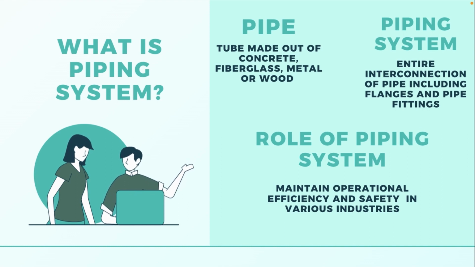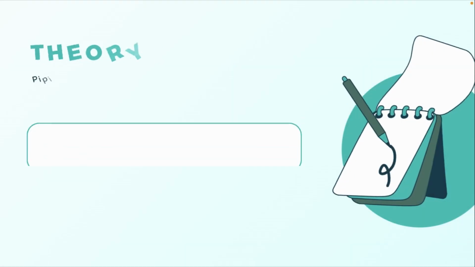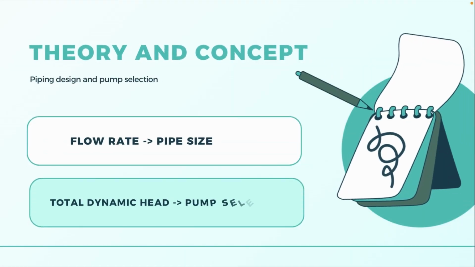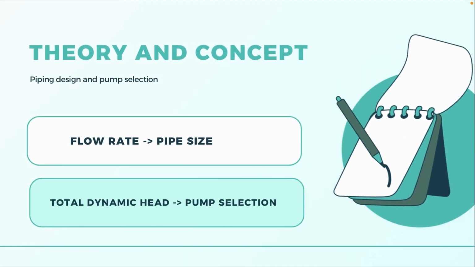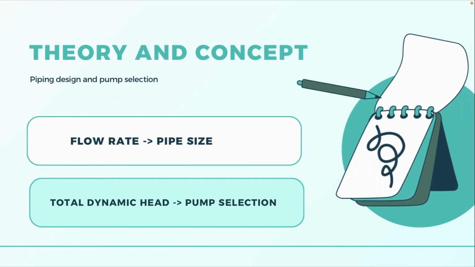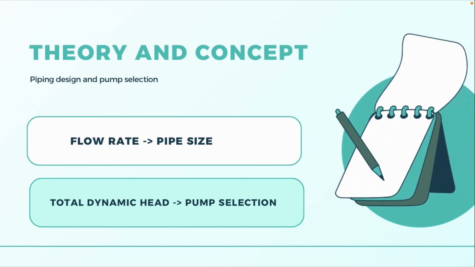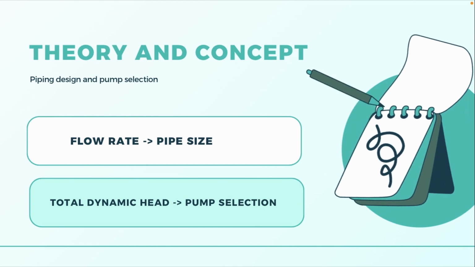The role of a piping system for cooling processes is vital for maintaining operational efficiency and safety in various industries. Proper design, material selection, and maintenance are critical to ensure this system functions effectively and reliably. The theory and concepts of piping design are rooted in fluid mechanics, essential for efficiently transporting fluids while minimizing energy losses and maintaining system integrity.